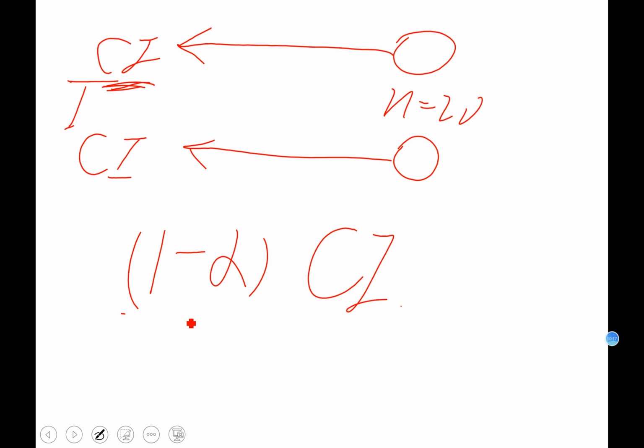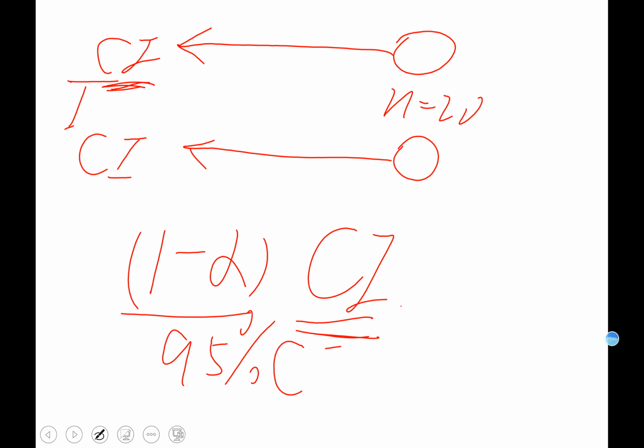So actually 1 minus alpha, or we call it confidence level, is a special probability. That means this range has a probability of 1 minus alpha to include the population mean. For example, if 1 minus alpha equals 95%, we call it a 95% confidence interval. That means here alpha equals 0.05, so 1 minus alpha equals 95%, right?